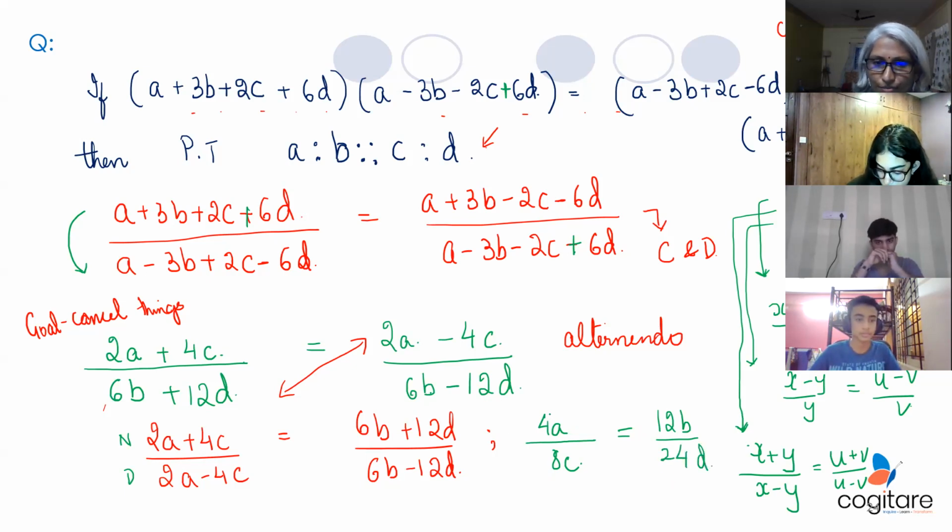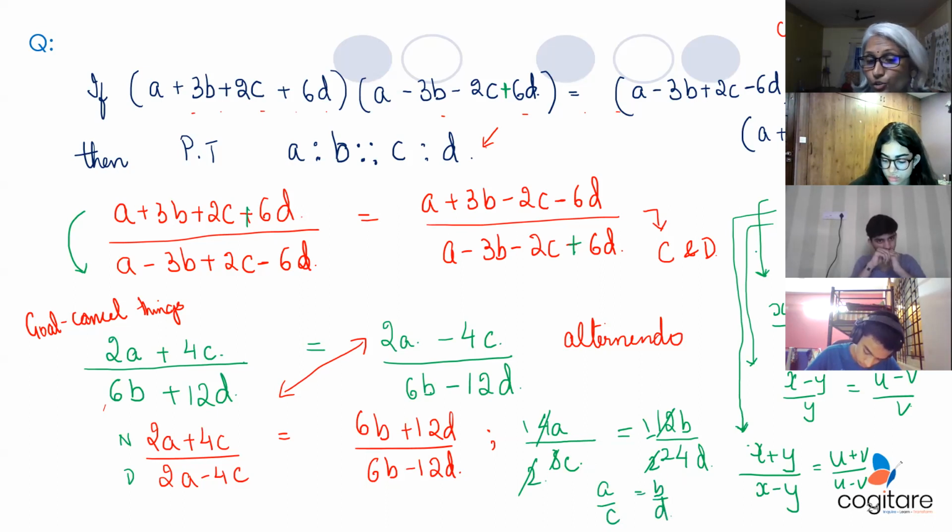So what happens here? 1 by 2, 1 by 2, 1 by 2 cancels each other. You're left with a by c is equal to b by d, but that is not what you have to prove. Again, you'll use alternando and say a by b is equal to c by d. Clear, guys, everybody? So between these two steps where I put a green line, you have alternando again. I'll pause.